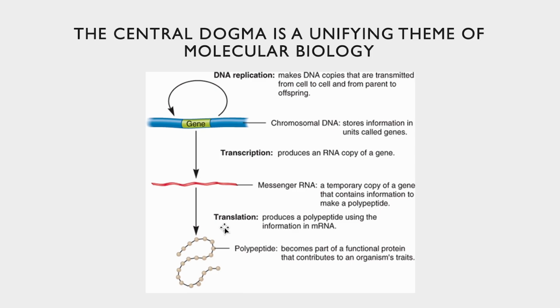So that is the way the information flows from DNA to RNA to protein, and that is the central dogma of molecular biology. This is what normally occurs in our eukaryotic cells.